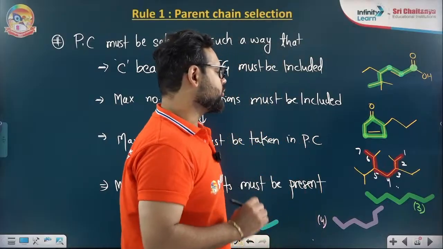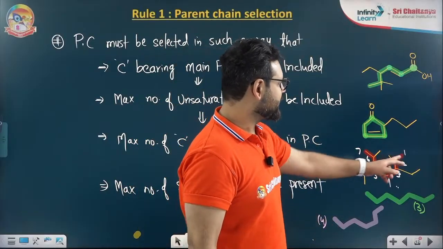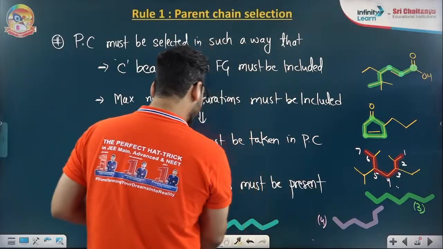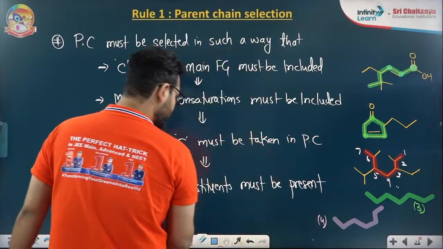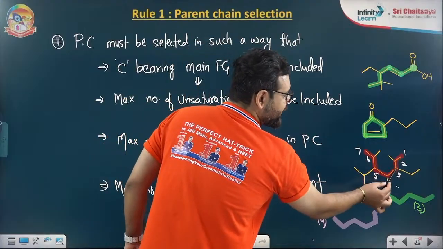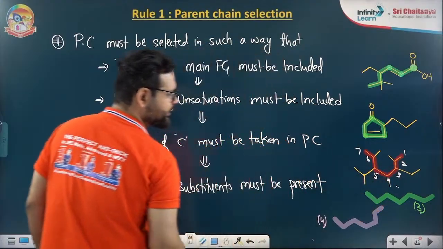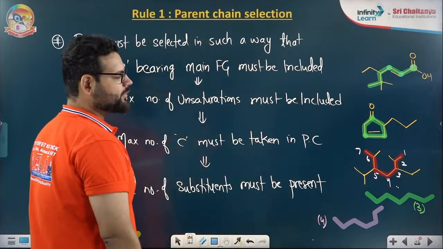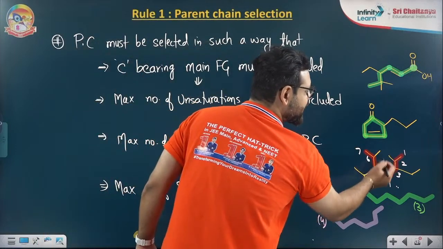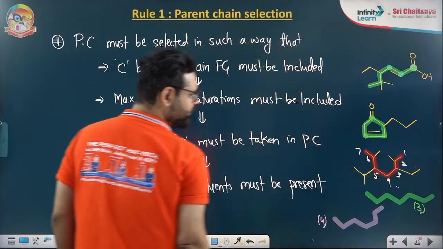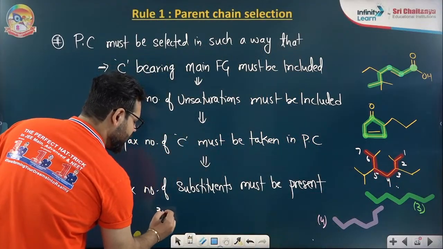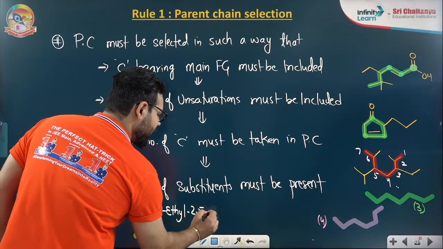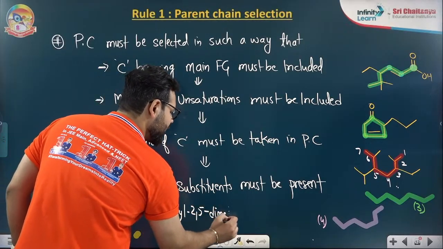So it is going to be 2,6 dimethyl, 3 ethyl, and 5 isopropyl. If you want, I'll write the name also here. So ethyl will be written first, then methyl, then isopropyl. Isopropyl starts with I, methyl starts with M, ethyl starts with E. So E will be written first. So 3 ethyl, 2,5 dimethyl.